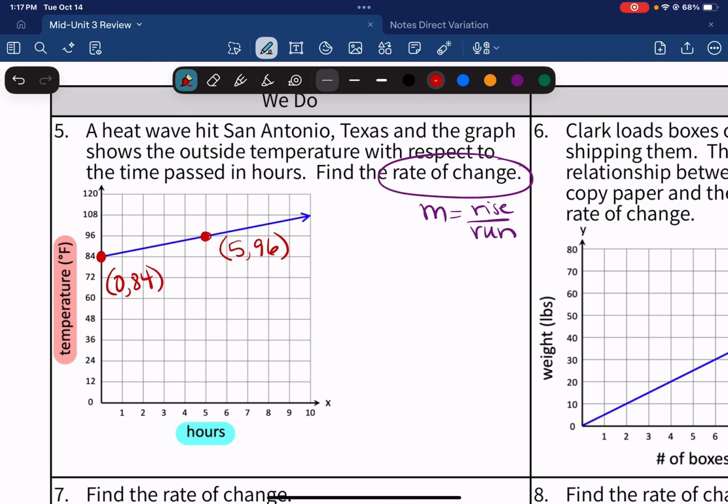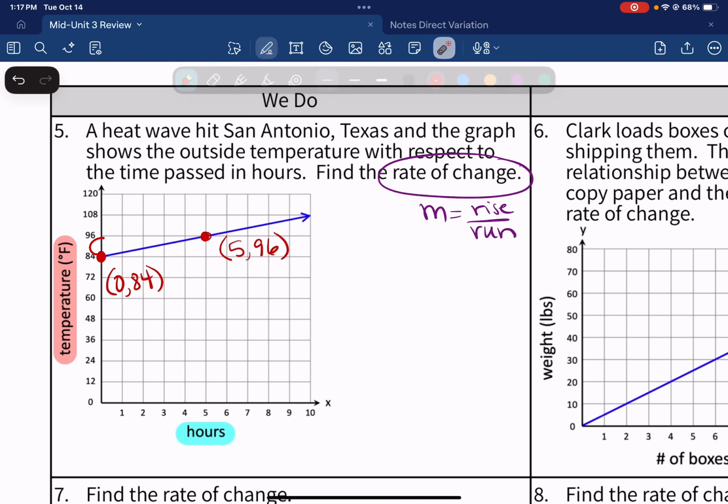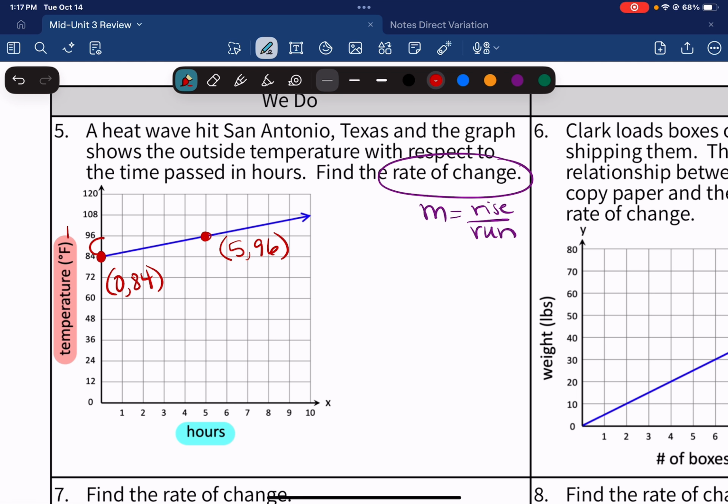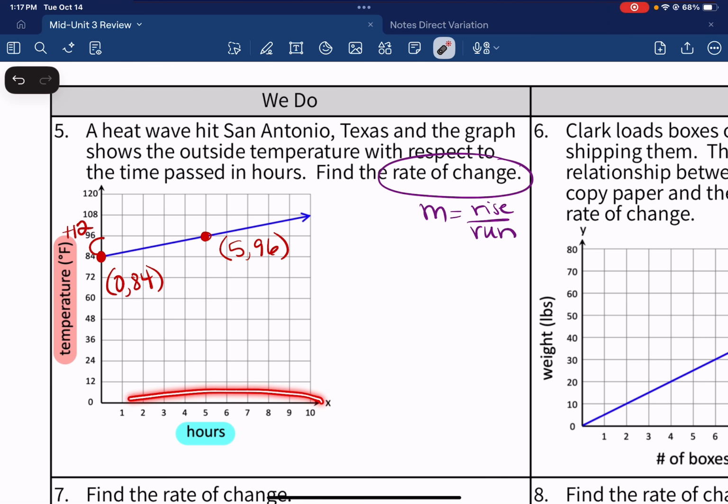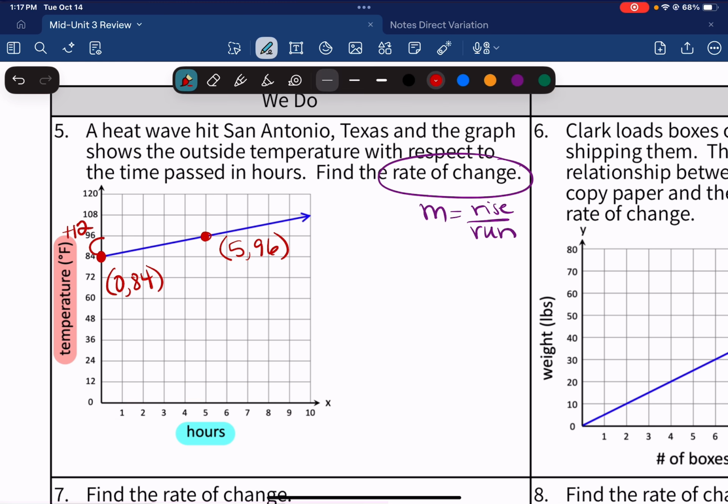You can use your slope formula, but I'm just going to count my rise over my run. To go from 84 to 96 is 1 square, and remember we said that 1 square is worth 12 degrees. So I know I'm rising, or I'm increasing 12, and then my x-axis is counting by units of 1, so let's count that. We have 1, 2, 3, 4, 5. So again, going to the right is positive. So I know that my rise over my run is 12 over 5.